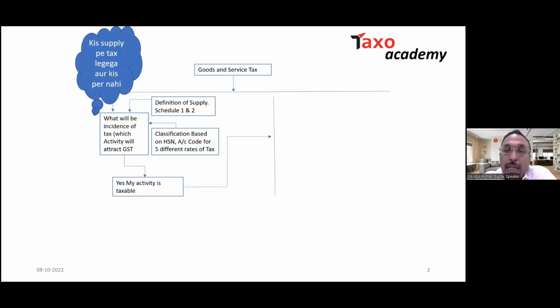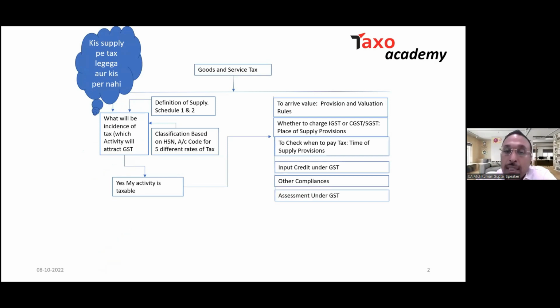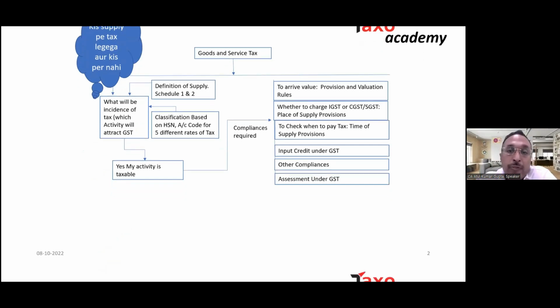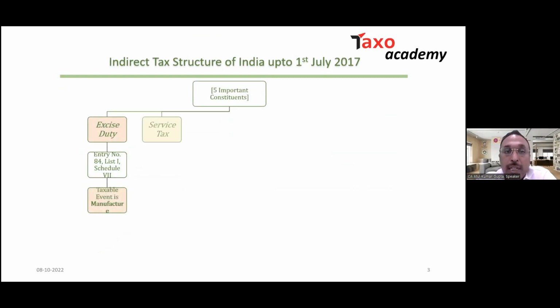And then we have the various provisions, for example, valuation rules and place of supply, that is, whether I have to charge the IGST or CGST. Valuation means on which value I have to charge the GST. Then the time of supply, meaning when to pay the tax, and then the input tax credit and the other compliances.